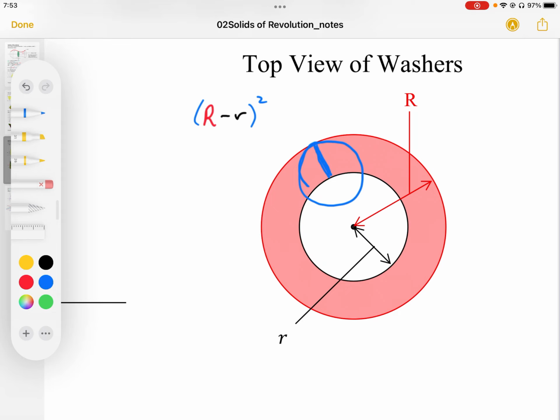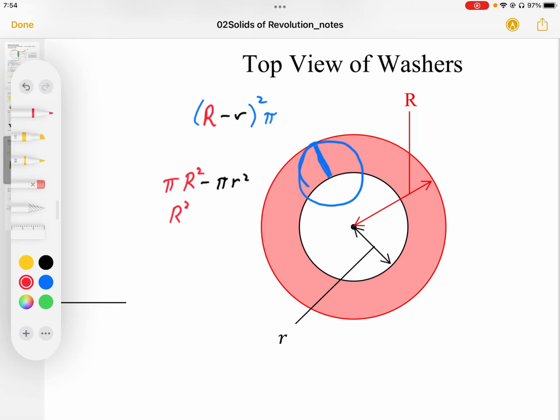So instead of doing that, to find the area of the washer, we're going to use pi r squared for the big circle. And then we're going to subtract pi r squared for the small circle. And then we're going to factor that out. So if I do the difference in the radius squared times pi, this is different and it does not work for this red area of the washer.